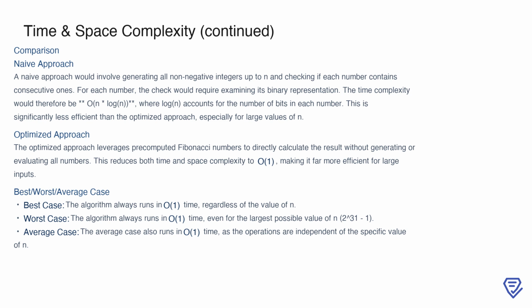In contrast, the optimized approach uses pre-computed Fibonacci numbers to calculate the result directly, without generating or evaluating all numbers. This reduces both time and space complexity to O(1), making it far more efficient, especially for large inputs. Additionally, the best, worst, and average cases for the optimized algorithm all run in O(1) time. This consistency is due to the fact that the algorithm processes a fixed number of bits and performs the same operations regardless of the specific value of n.